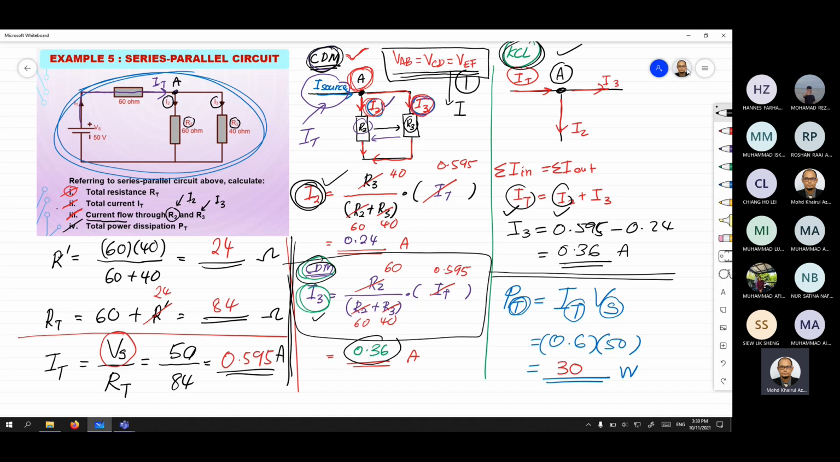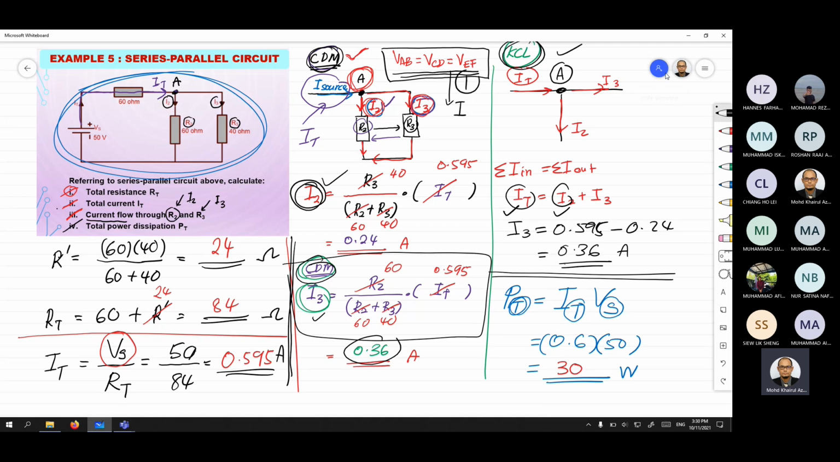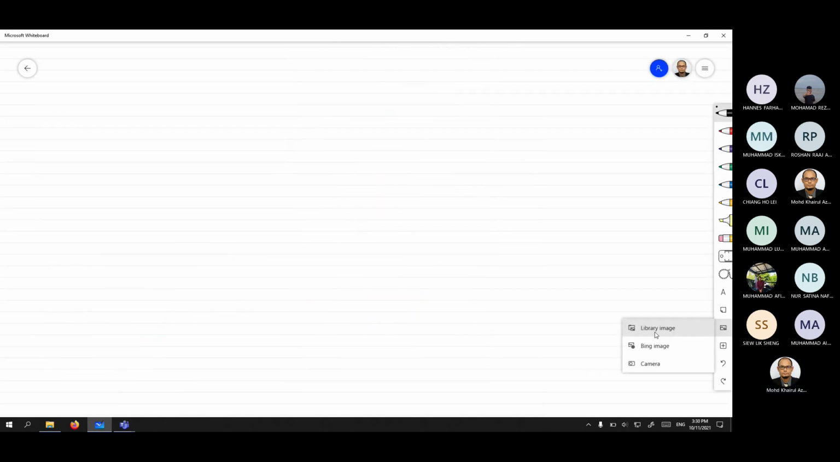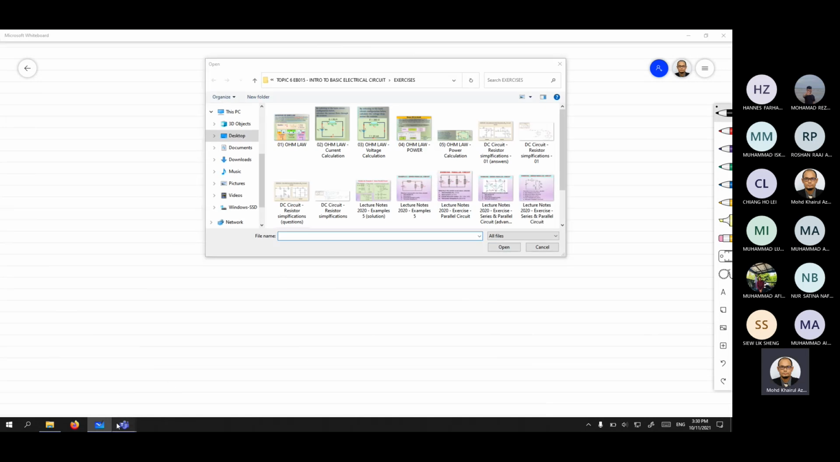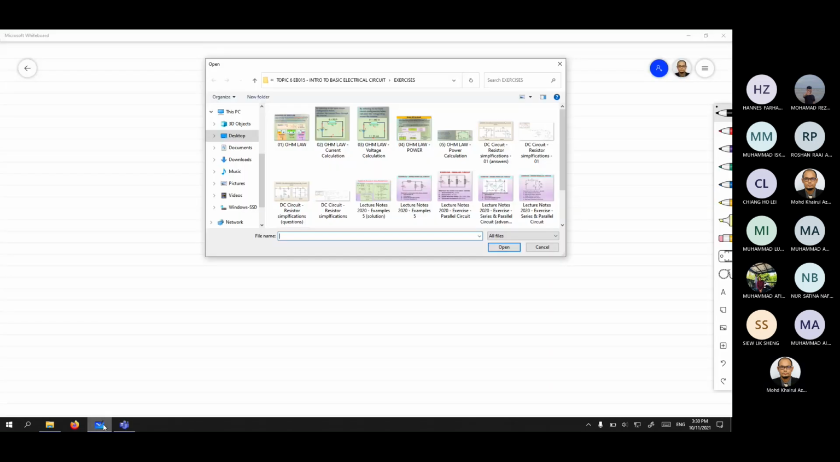Nak satu lagi soalan, boleh kot? Satu lagi soalan. Ni nak kamu tengok balik video, you crop balik lah. Saya rakam dah. Kita nak tengok soalan mana pula.